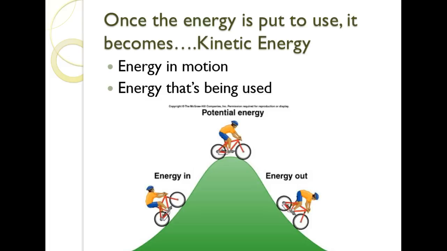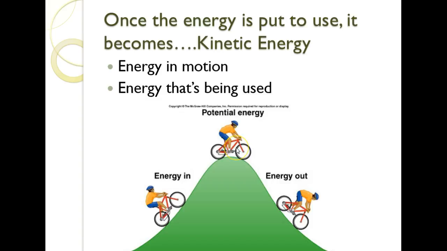Now, let's look at this example. Here, you can see we have a bicyclist who's bicycling up a hill and then pauses at the top of the hill and then goes down the other side. So as the cyclist is going up the hill, he's moving. So we would say that that's kinetic energy.